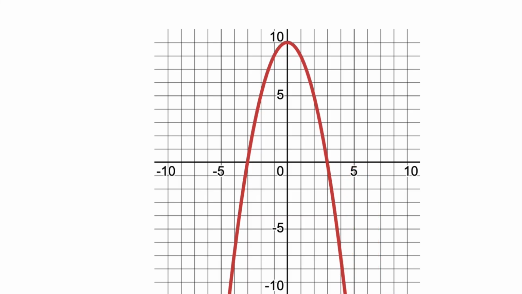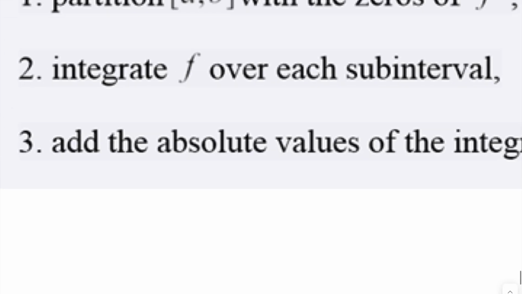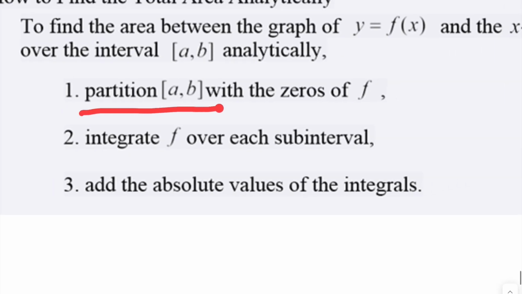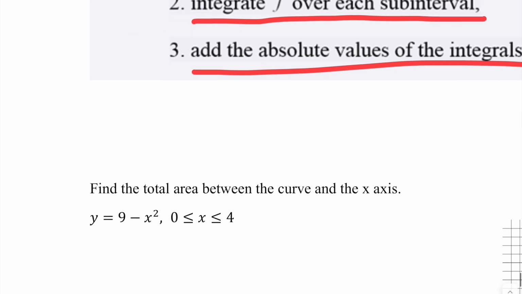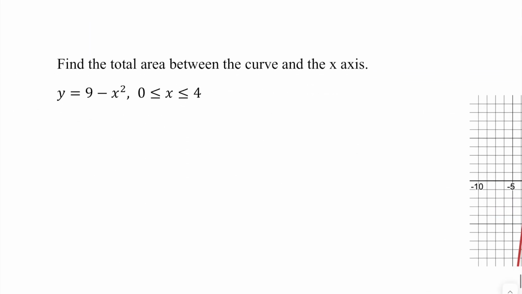It's kind of hard to see because I didn't stretch this out, but if I go from right here, let's say -3 to -5, all of this area would be bounded between the graph and the x-axis, and that's all negative. So we want to partition it from a to b with zeros of f. We want to find out where those zeros are, integrate f over each subinterval, and then add the absolute values of the integrals.